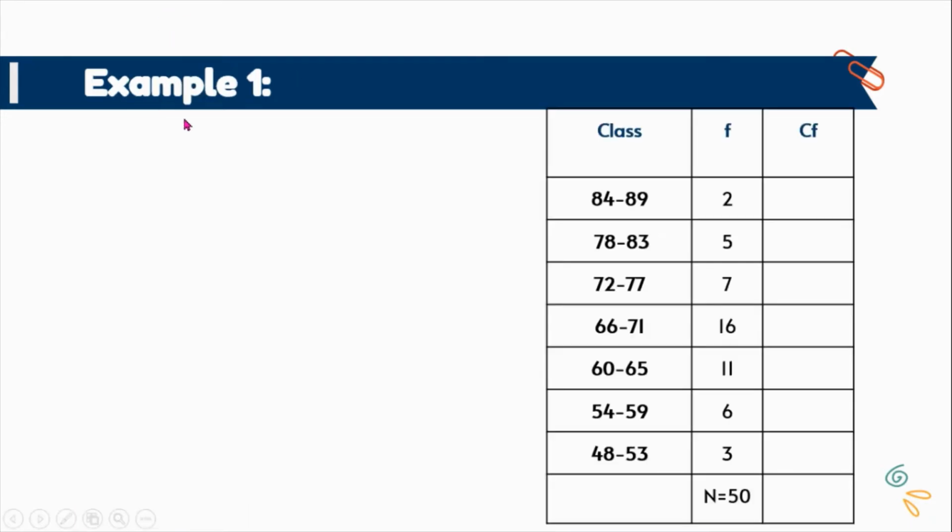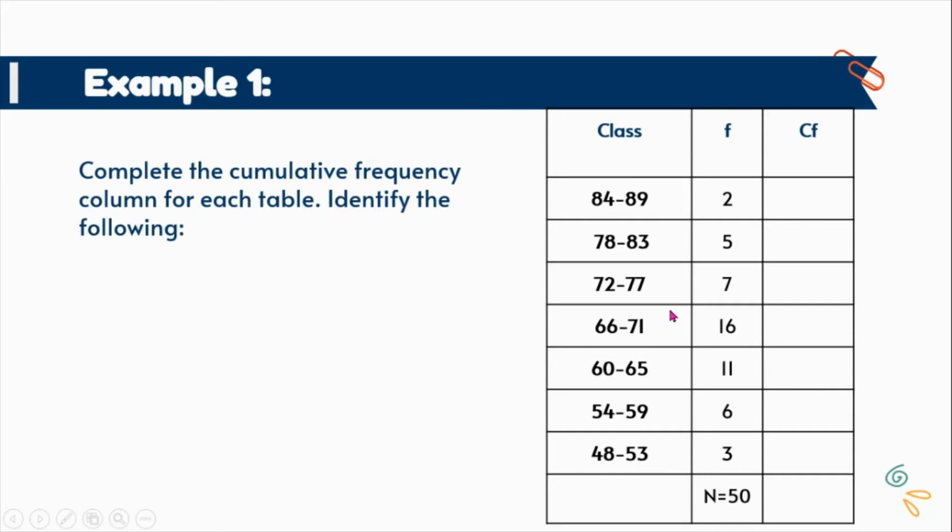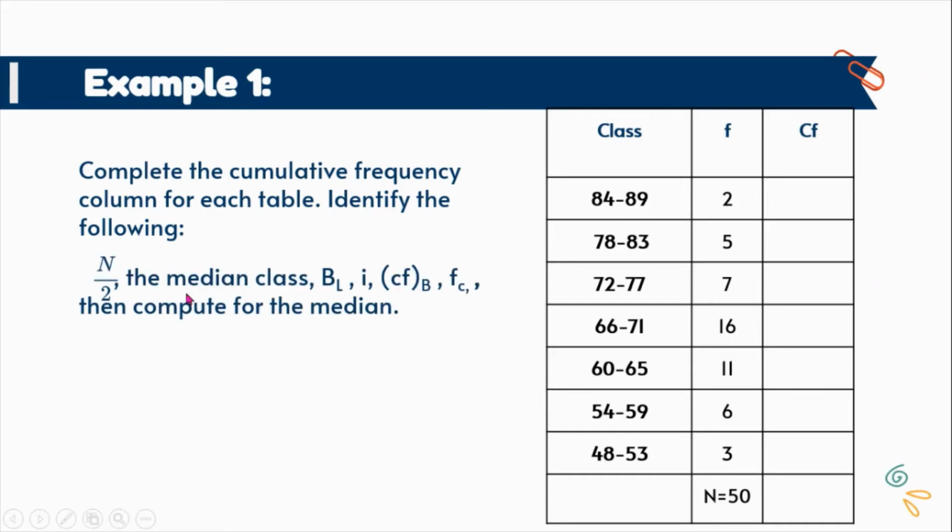So let us have an example. Given this table here, this is a frequency distribution table. Complete the cumulative frequency, so this is column CF. For each table, identify the following. First, n over 2, the median class, the B sub L or the lower class boundary, the I or the class size, CF sub B or the largest cumulative frequency lower than n over 2, the F sub C or the frequency of the median class, then compute for the median.